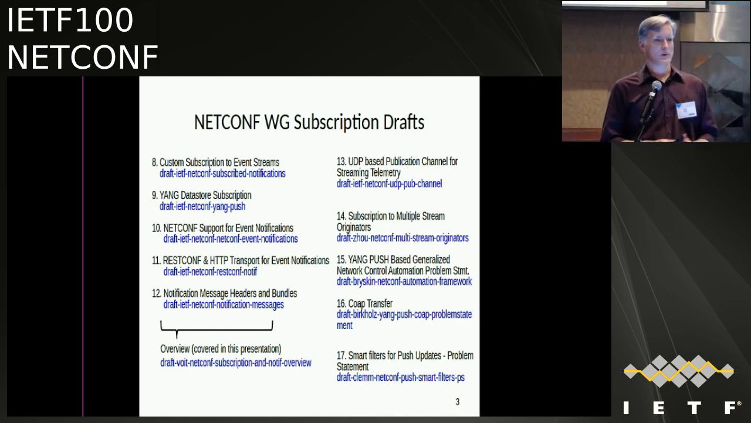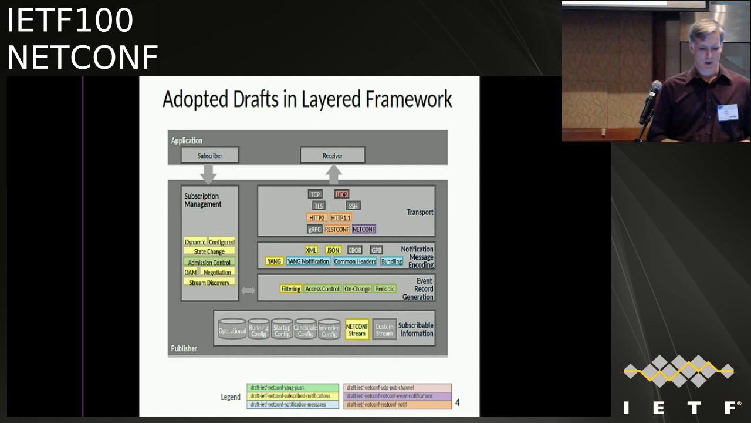The one other draft, which Kent requested a while ago, was an overview draft. If you want to get an idea of what the drafts are, see the draft Voigt NetConf subscription and notification overview. The goal there is just to give people an easy entry to what they are, and it's intended as an entry point. Even if it's not adopted, it gets people some access.